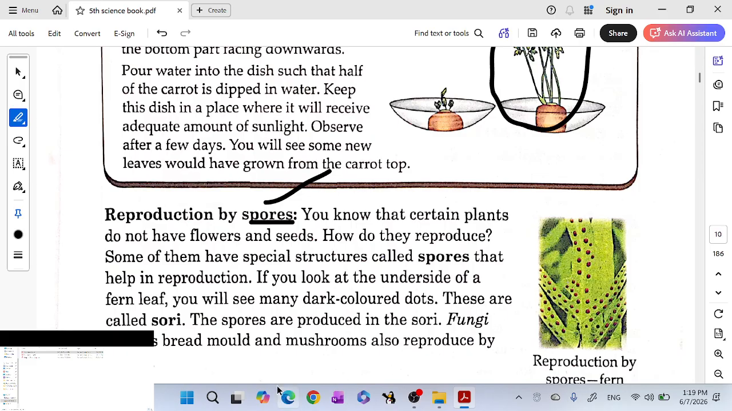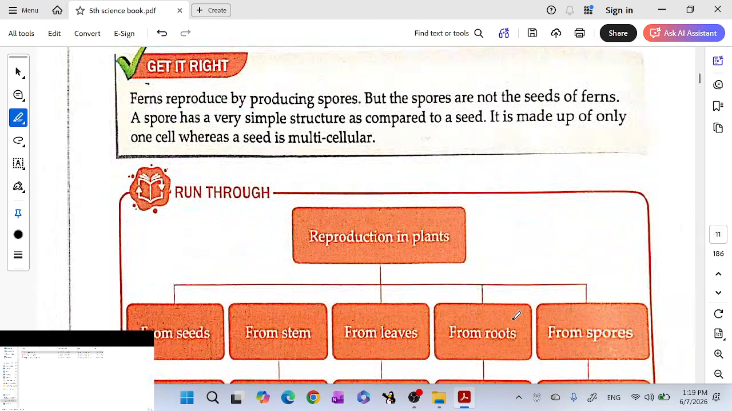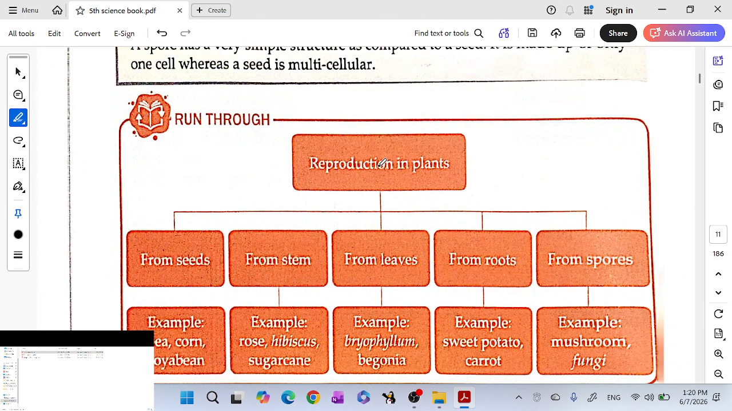Fungi such as bread mold and mushrooms also reproduce by spores. So, ferns reproduce by producing spores, but the spores are not the seeds of the ferns. A spore has a very simple structure compared to a seed. It is made up of only one cell, whereas a seed is multicellular.